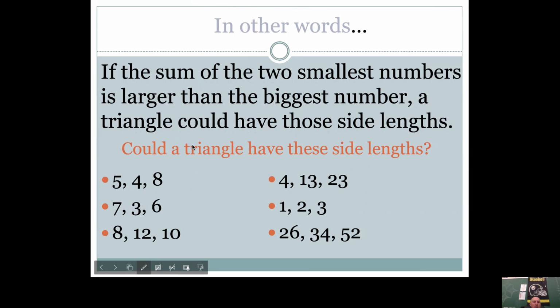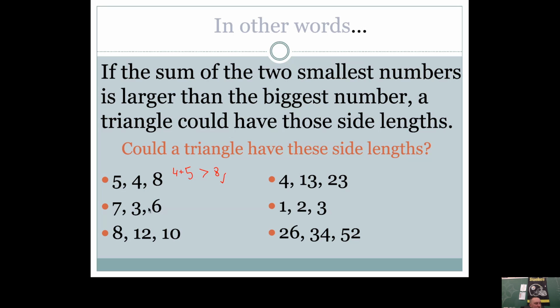Let's try some examples. So in other words, here's another way to state the theorem. If the sum of the 2 smallest numbers is larger than the biggest number, a triangle could have those side lengths. Could a triangle have these side lengths, 5, 4, and 8? Well, the first thing I'm going to point out to you is make sure that your side lengths are in order. And these really aren't, but it's not going to hurt you because that's still the biggest. 4 plus 5, is that bigger than 8? Yes or no? 9 is bigger than 8. So yes, that's a check mark. That would make a triangle.